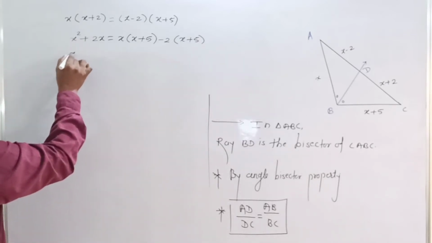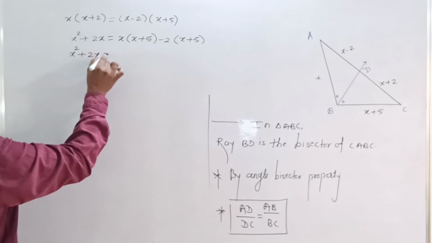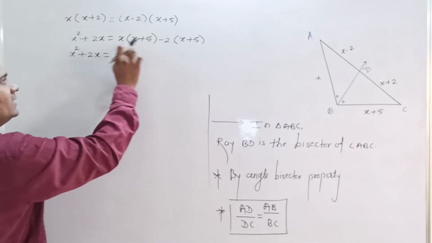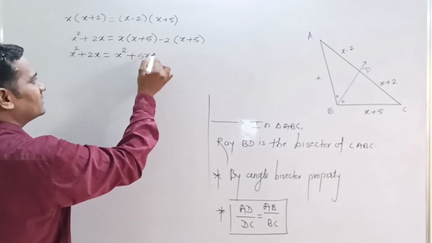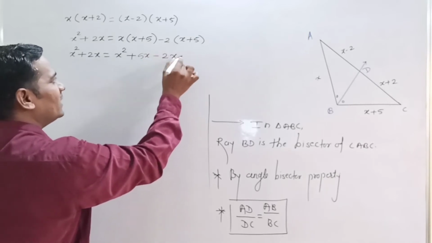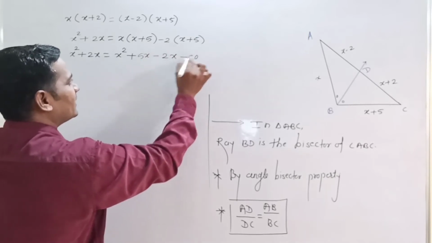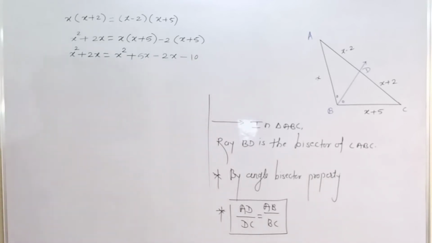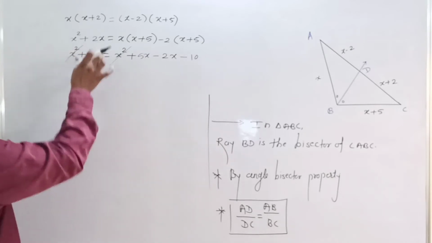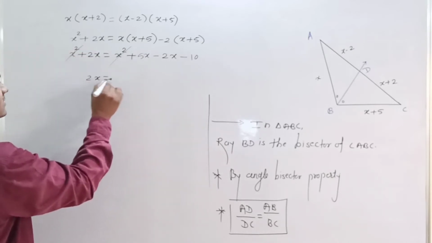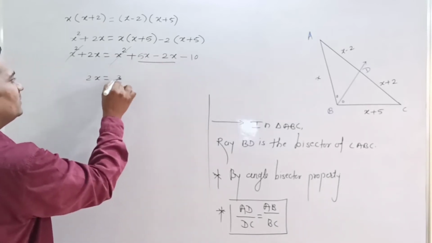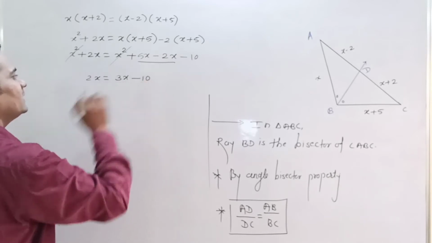So keep this as it is, x square plus 2x is equal to, now x into x, that will be x square. Now plus x into 5, that will be 5x. This minus 2 into x will be minus 2x, and minus 2 fives are minus 10. In this way we can easily solve that bracket. Now look at this, x square will get cancelled here. Now which are the remaining things? This is 2x is equal to, now the subtraction of these two, 5x minus 2x, that means 3x minus 10.